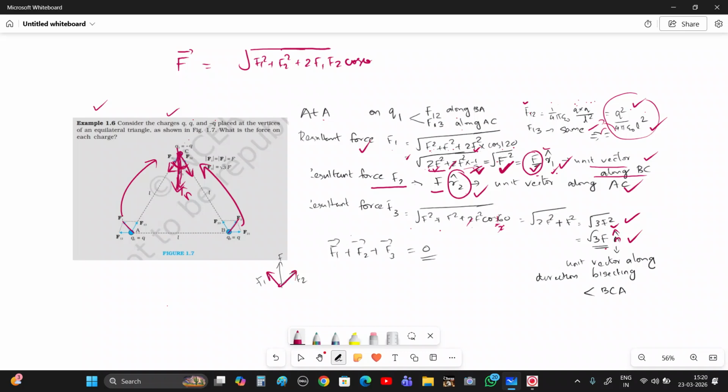And what is the resultant of these two forces together? The resultant of these two forces is F in the upward direction. And you can see another force F in the downward direction. So the resultant of these two forces, this F and this force F, will cancel each other. So when we find the net force, F1 plus F2 plus F3 will be equal to 0.